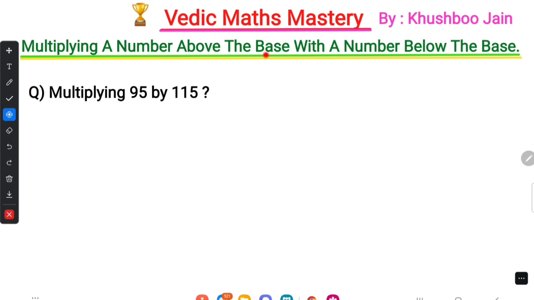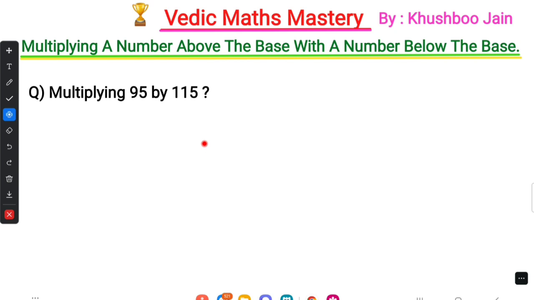Multiplying a number above the base with a number below the base. I know this question was going on in your mind: how can we multiply when one number is below the base and one number is above the base? Because we have already dealt with examples where both numbers are below a certain base or above it.